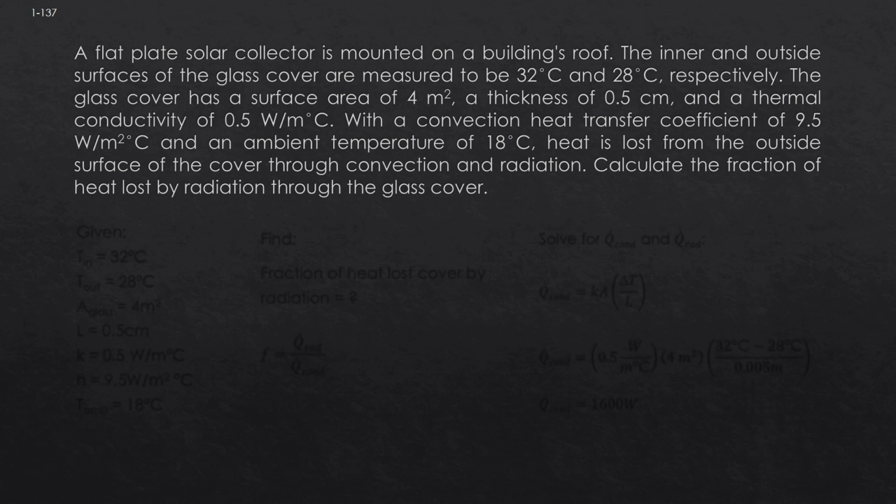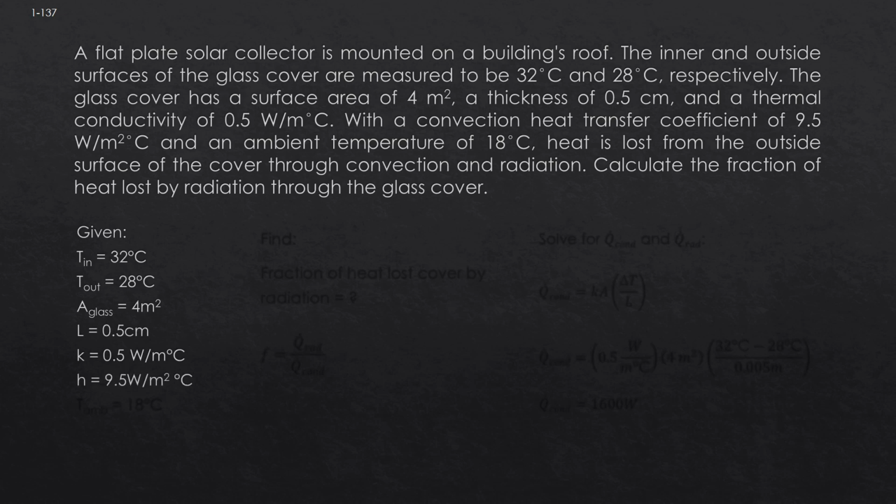So listing all the given, we have inner temperature is equal to 32 degrees Celsius. The outside temperature is 28 degrees Celsius. The area of the glass is 4 square meters. A thickness of 0.5 centimeters. Our thermal conductivity is equal to 0.5 watts per meter degree Celsius. The convection heat transfer coefficient is 9.5 watts per square meters degree Celsius. And we have the ambient temperature, which is equal to 18 degrees Celsius. So what are we going to calculate in this problem? It is the fraction of heat lost by radiation.